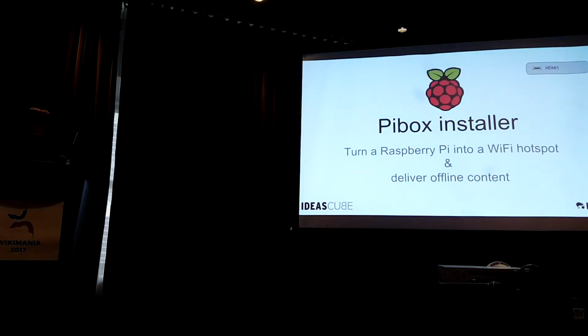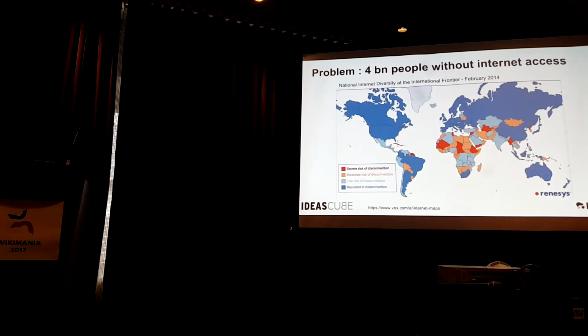Hi everybody. So I would like to talk about the PyBox installer. It is an installer that turns a Raspberry Pi into a Wi-Fi hotspot, delivering offline content. As you may know, there are about 4 billion people without internet access around the world. It can be because internet access is expensive, slow, unreliable, or because of censorship.